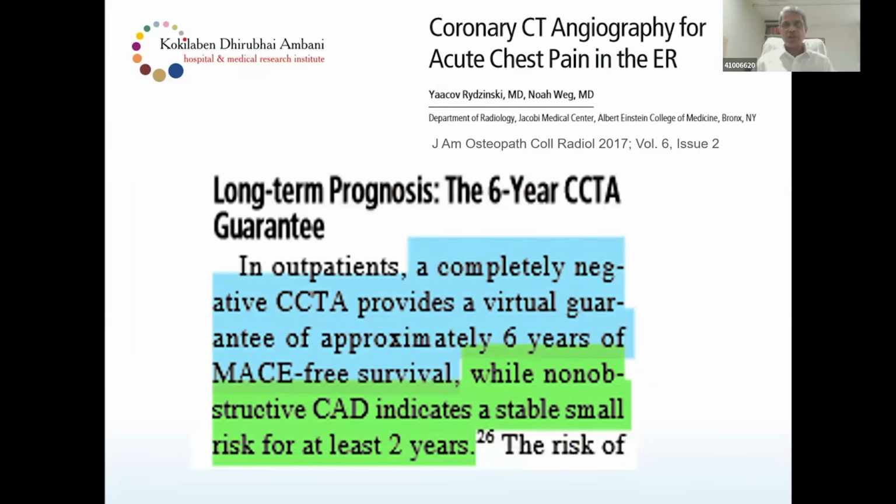So we were talking about what is the warranty period of coronary CT, and this trial says that a completely negative CT coronary provides a virtual guarantee of approximately 6 years of MACE-free survival. And if there are small lesions like 20, 30, or 40%, non-obstructive coronary artery disease, it can still have a warranty period of at least 2 years.